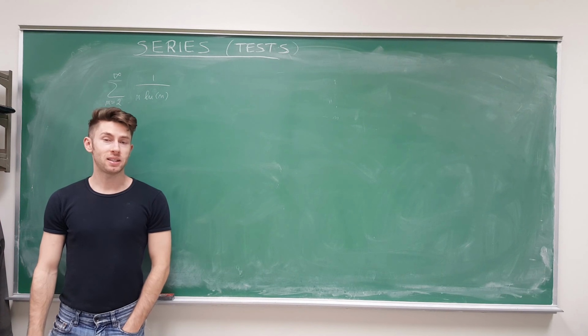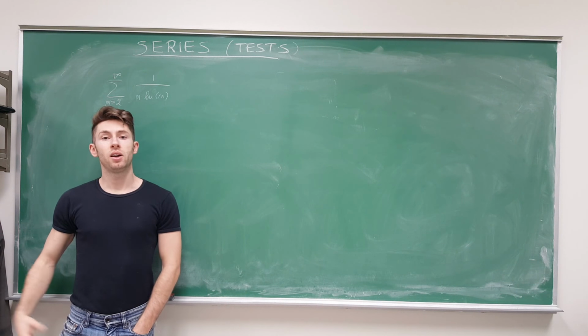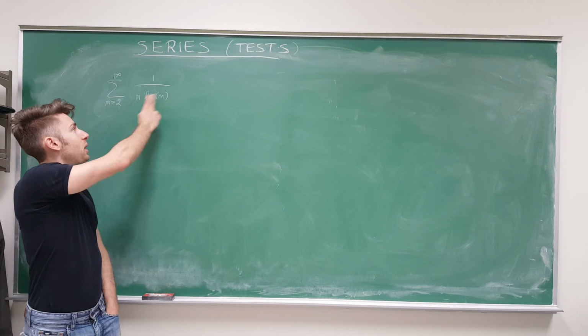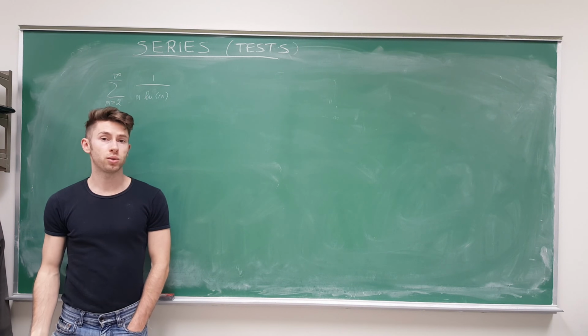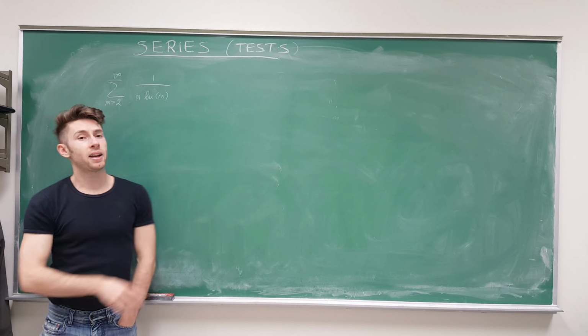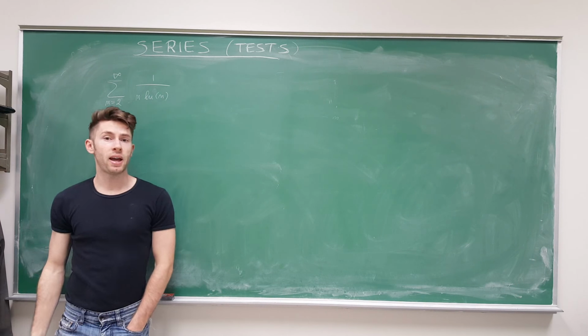Let's establish whether this series is convergent or divergent. First, we see the denominator approaches infinity as n goes to infinity. So 1 over n ln of n approaches 0. The test for divergence does not apply. Let's use another test.